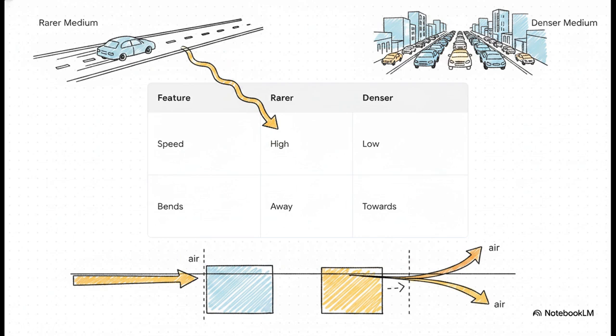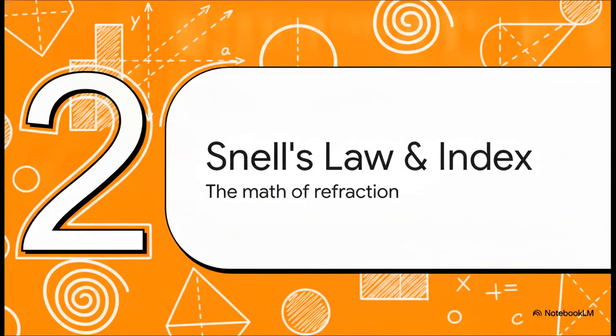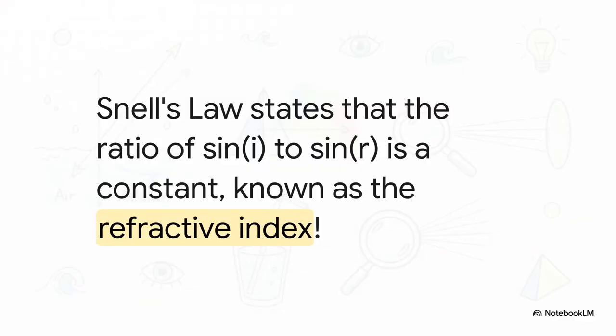No bending at all. Moving on to section 2, Snell's law and refractive index. This is the math behind the magic. Now that we know the basic rules of how light bends, let's look at the mathematical rules of the game. And please, don't worry, it's actually very straightforward. Snell's law is a beautifully simple mathematical constant.